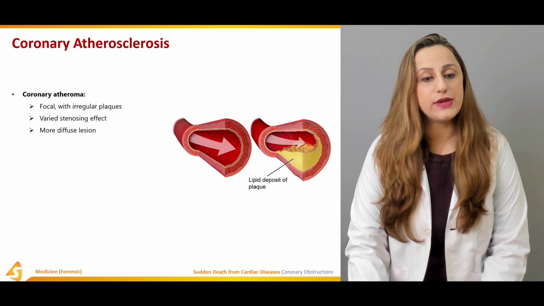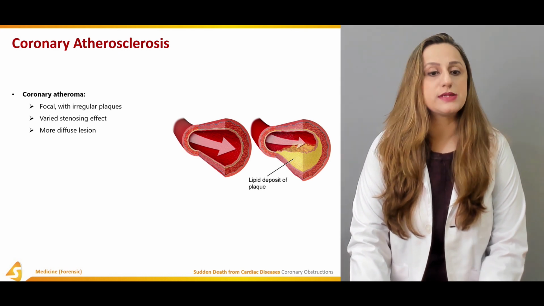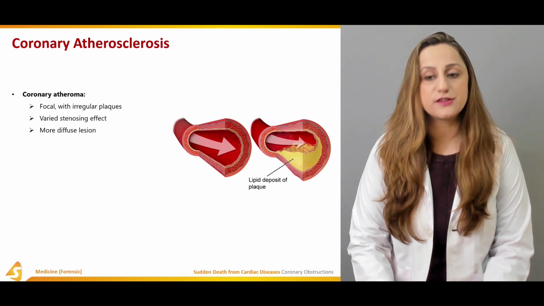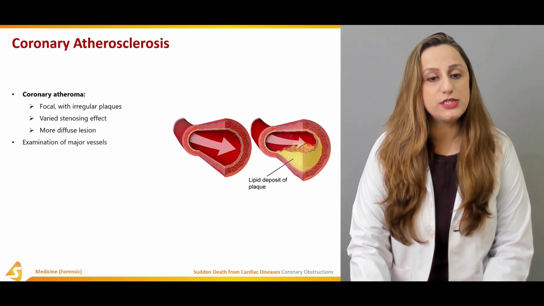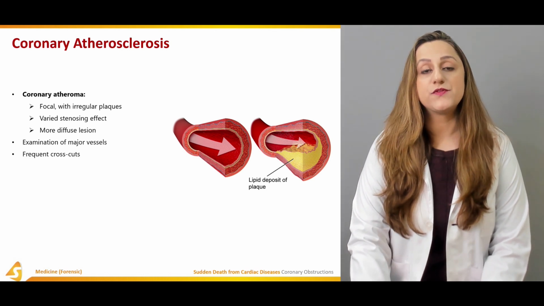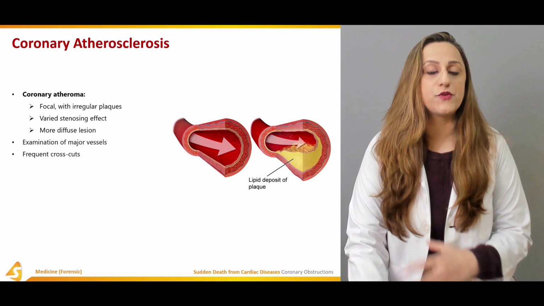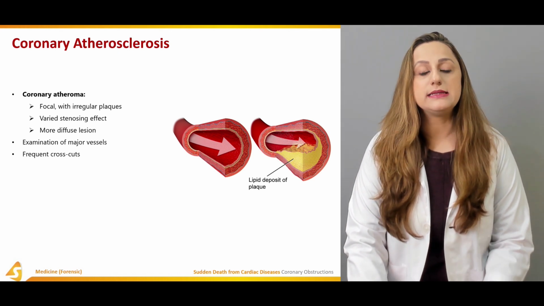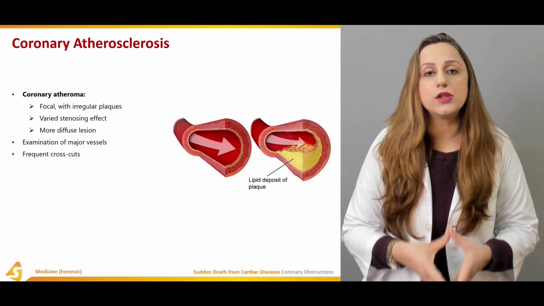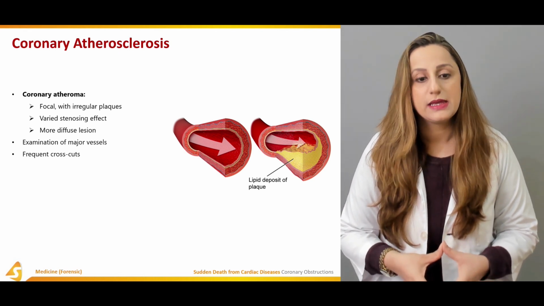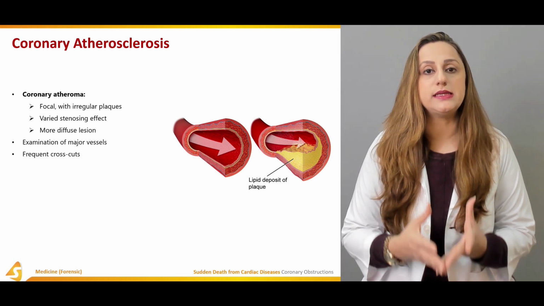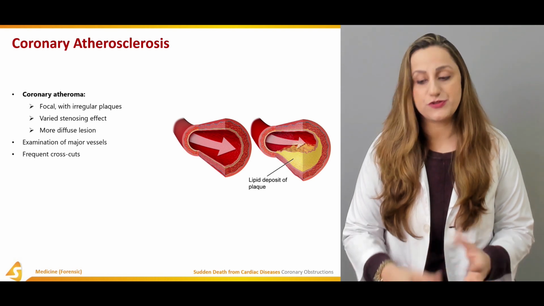We can have coronary atheromas, and these atheromas are basically focal with irregular plaques. Various stenosing effects are found, and more diffuse lesions are found in this area. Examination of the major vessels is very crucial at this point. For example, the aorta and the circumflex arteries and the descending and the ascending branches, all of them will be examined at this level. We'll frequently have the cross-cut sections and examine the atrium and the ventricles at this level as well.